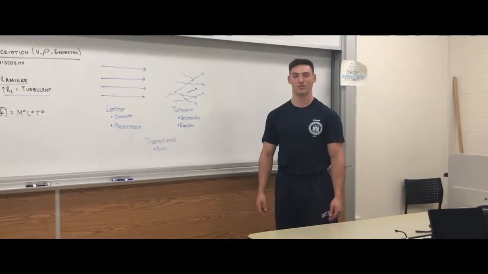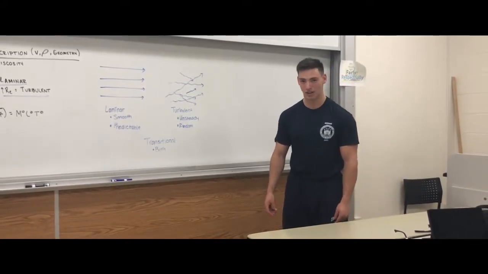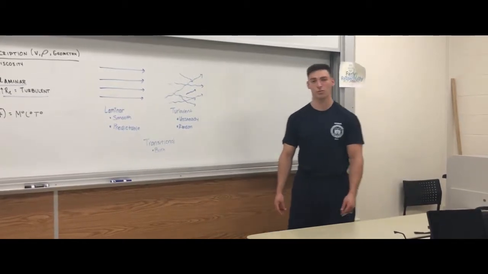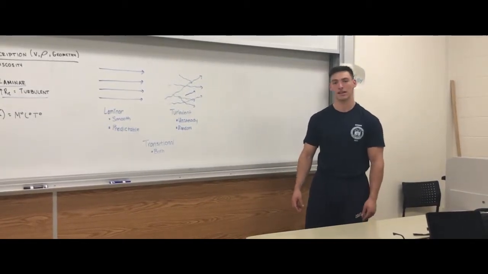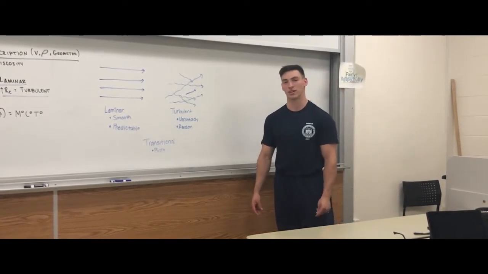There are three types of flow: laminar, transitional, and turbulent. Laminar can be described as straight, steady, and smooth. Transitional is somewhere in between turbulent and laminar, and turbulent flow is unsteady, random, and unpredictable.